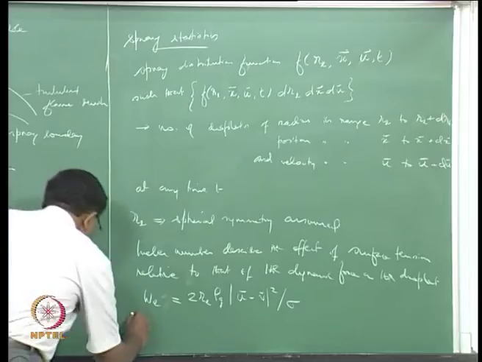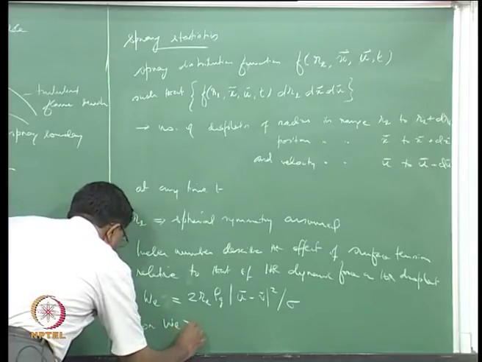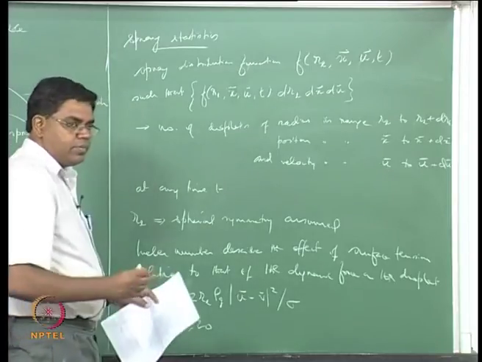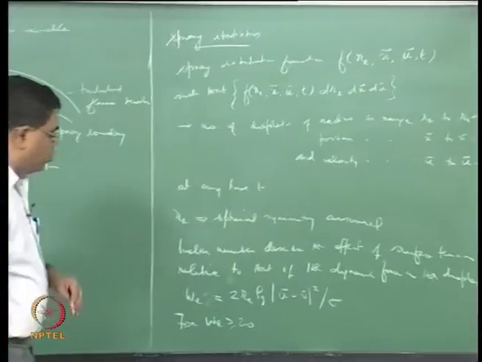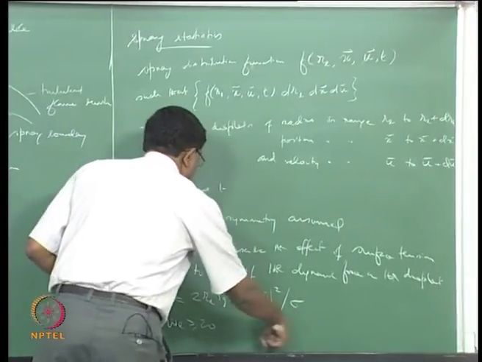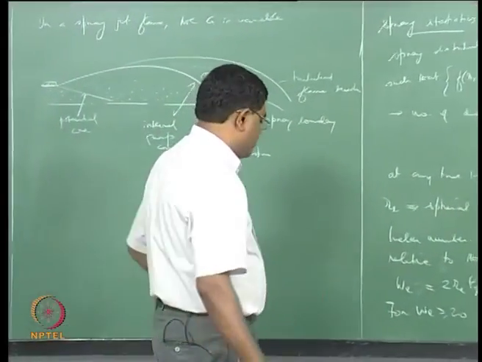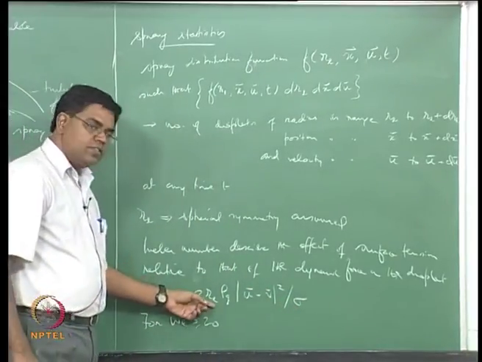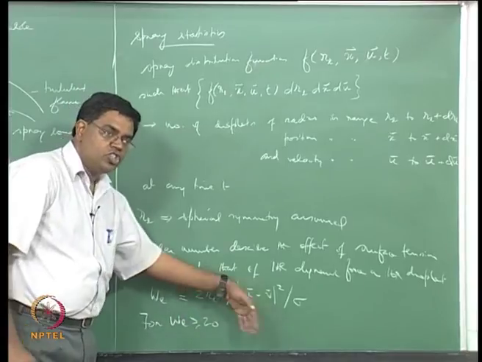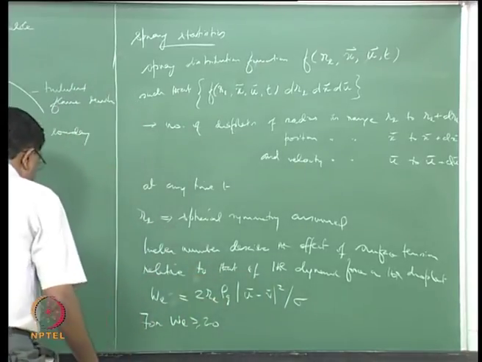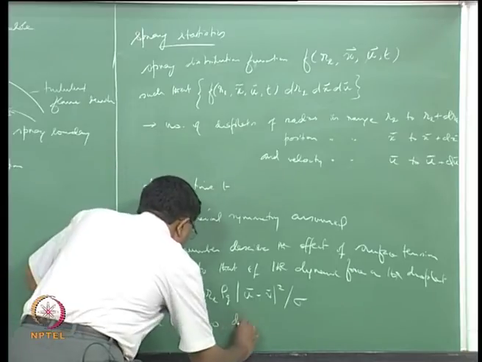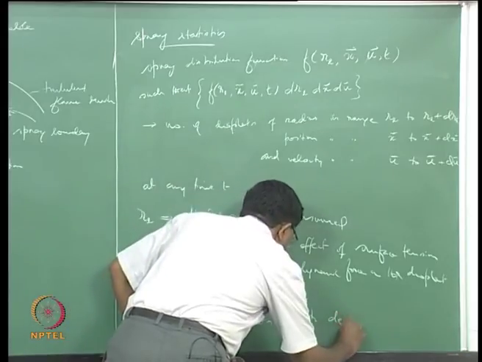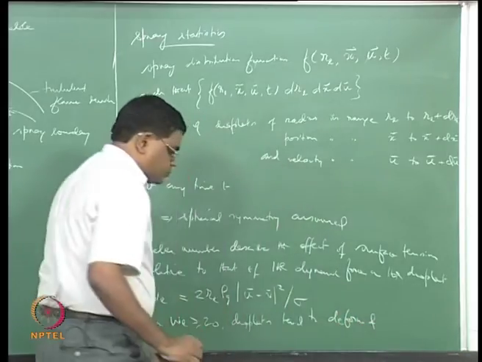Now for We greater than or equal to about 20, droplets tend to deform and break up. So if you are looking at an atomization situation, you are looking at deformation of liquid sheets into ligaments and ligaments to droplets. So you are looking at a high Weber number situation, but once you get to fairly small droplets, the Weber number becomes small and then the surface tension takes over. So for a Weber number greater than 20, droplets tend to deform and break up.